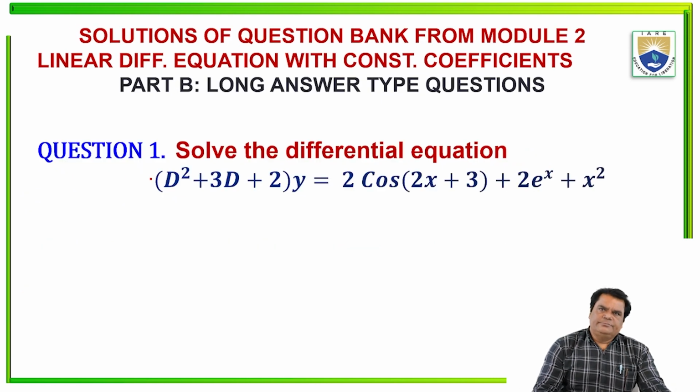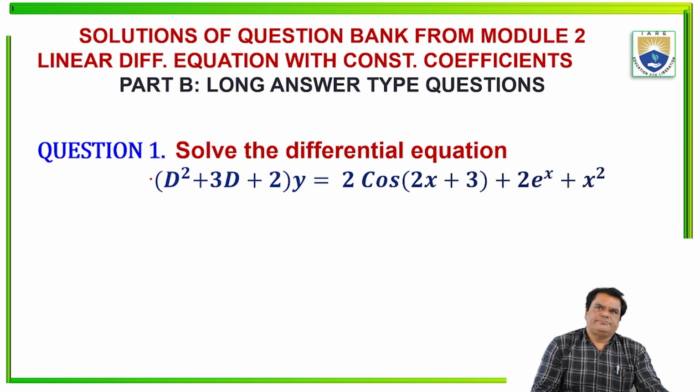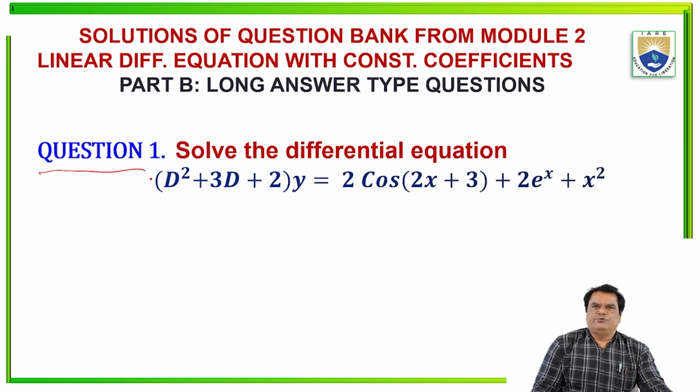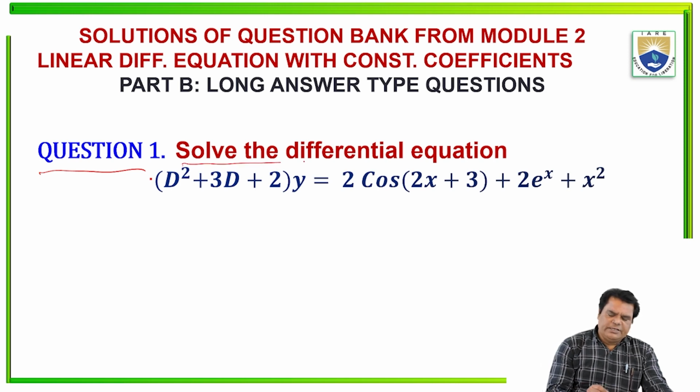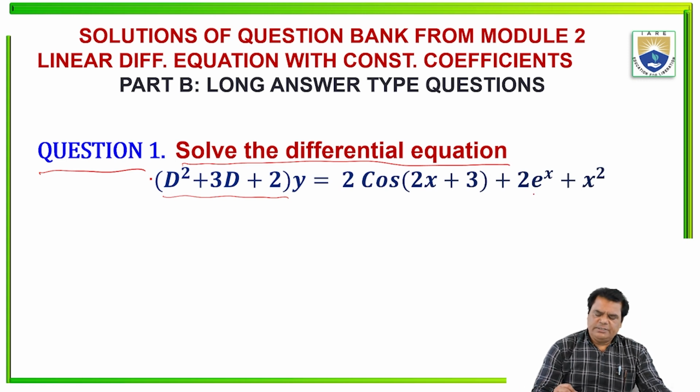Now, in Part B of Module 2, I want to solve long answer type questions, which are very important questions. So question 1. I am discussing the solution of question 1 in this lecture in detail. Solve the differential equation (D squared plus 3D plus 2) y equal to 2 cos(2x plus 3) plus 2e to the power x plus x squared.